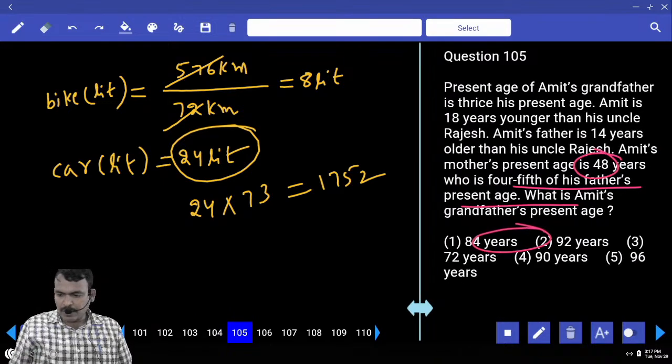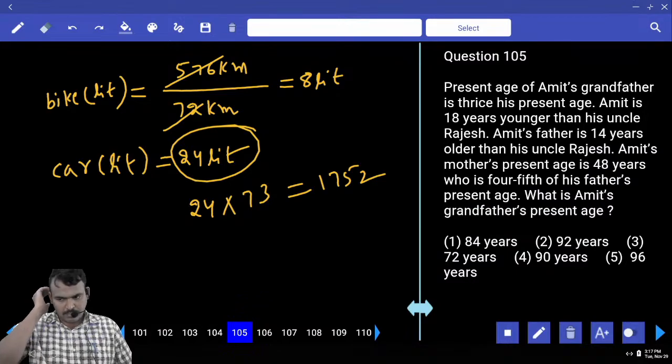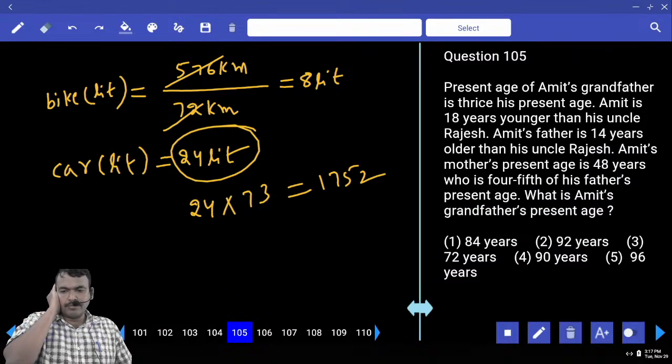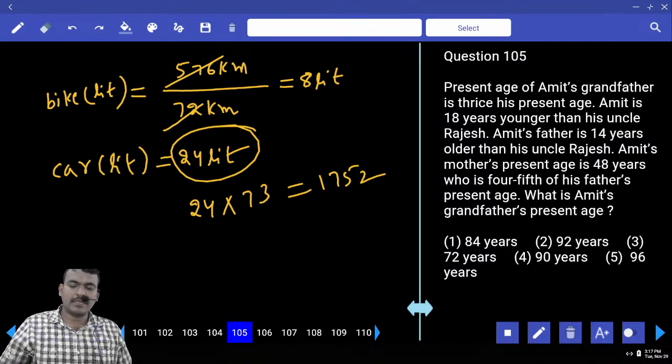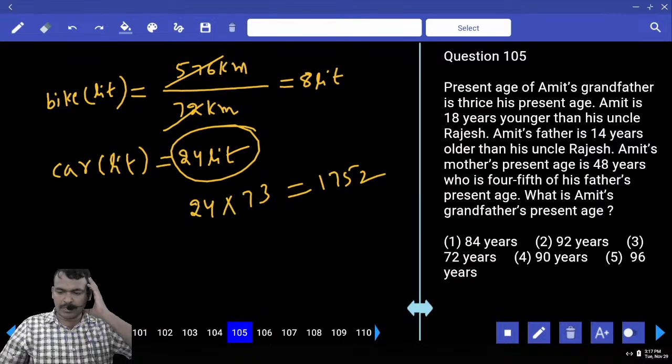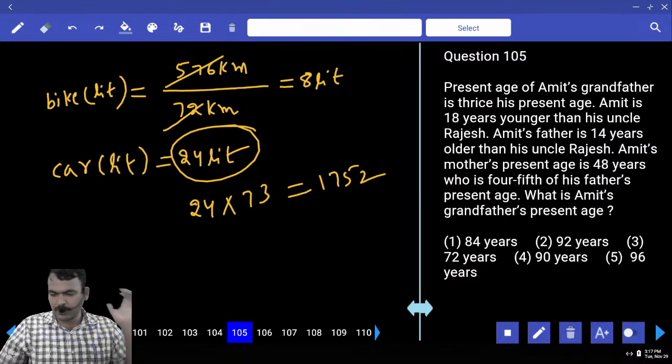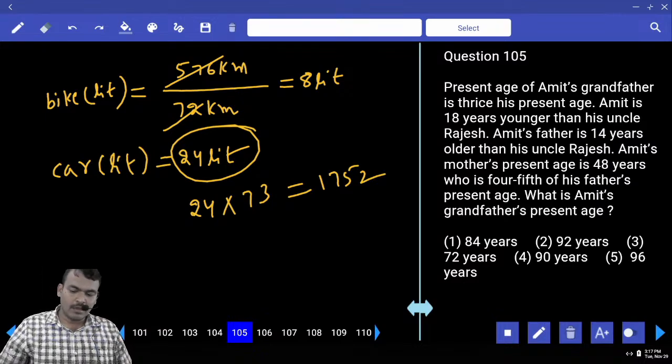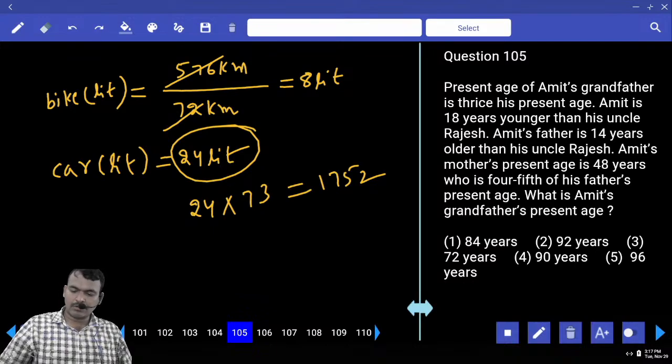Next question number 105. Present age of Amit's grandfather is thrice of his present age. Amit is 18 years younger than his uncle Rajesh. Amit's father is 14 years older than which one? His uncle Rajesh. Amit's mother's present age is 48 years, who is 4/5 of which one? Father's present age. What is the question here? Amit's grandfather's present age.